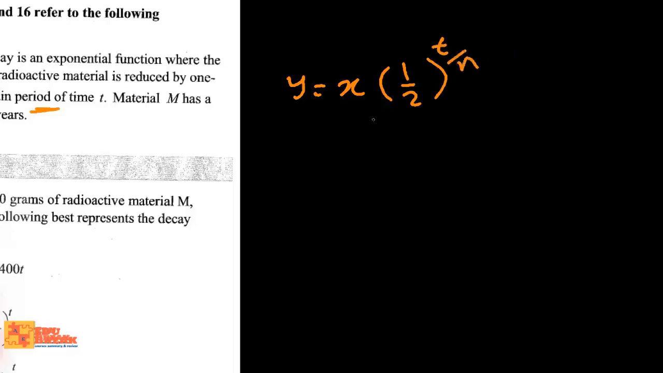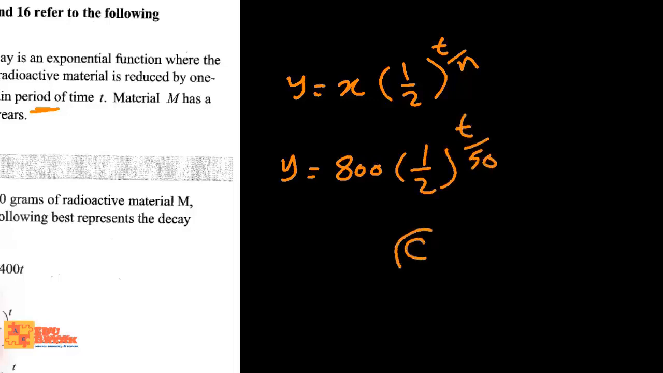Okay, so we have y equals the initial number, suppose it is X, times half, and we have a certain period. It means that the exponent is t over n. Okay, so the initial number will be 800 times half raised to the power t over 50. So the answer is C. Okay, question 16.